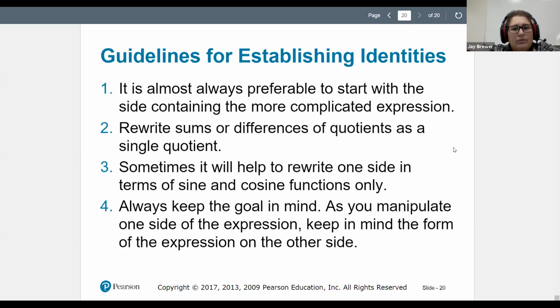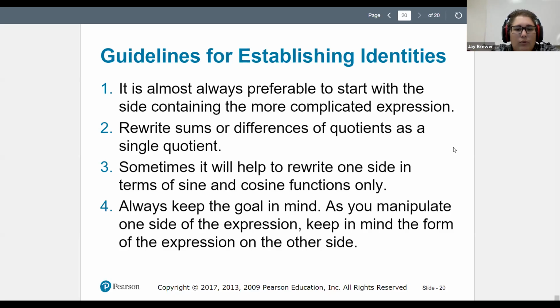Rewrite sums or differences of quotients as a single quotient. Sometimes it will help you to rewrite one side in terms of sine and cosine functions only. Honestly, you could rewrite both sides, but then just remember that in the final answer, you have to be where they wanted you to be, okay? You can't go to that sine and cosine option unless sine and cosine is what they gave you. Always keep the goal in mind.